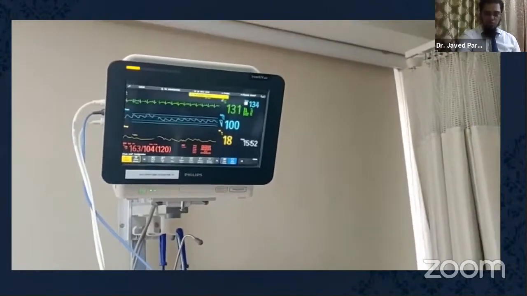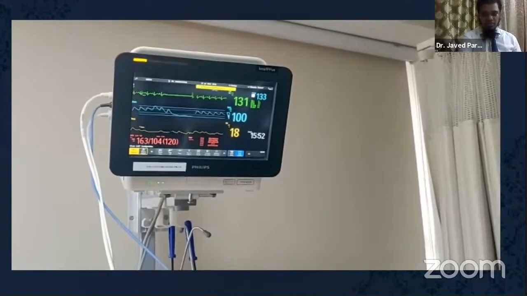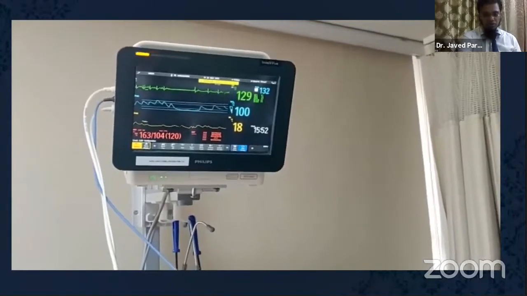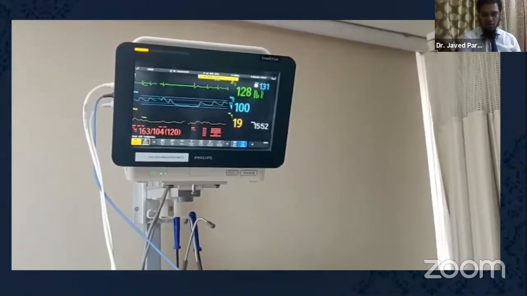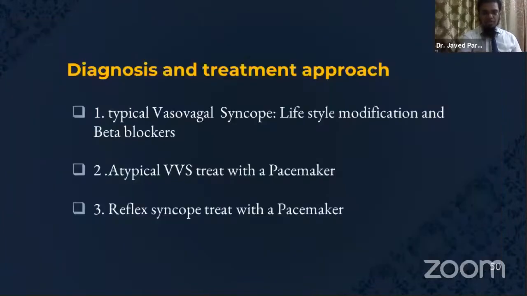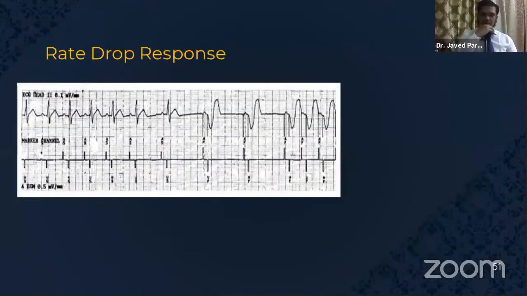How do you solve this problem when the patient is having syncope while swallowing? You cannot ask the patient not to have food. So the answer here is to put a pacemaker inside. So this is the correct answer, reflex syncope, and the treatment would be with a pacemaker. So what does the pacemaker do? If you simply put a pacemaker, during that pause period of sinus arrest, there will definitely be atrial pacing at lower rates.